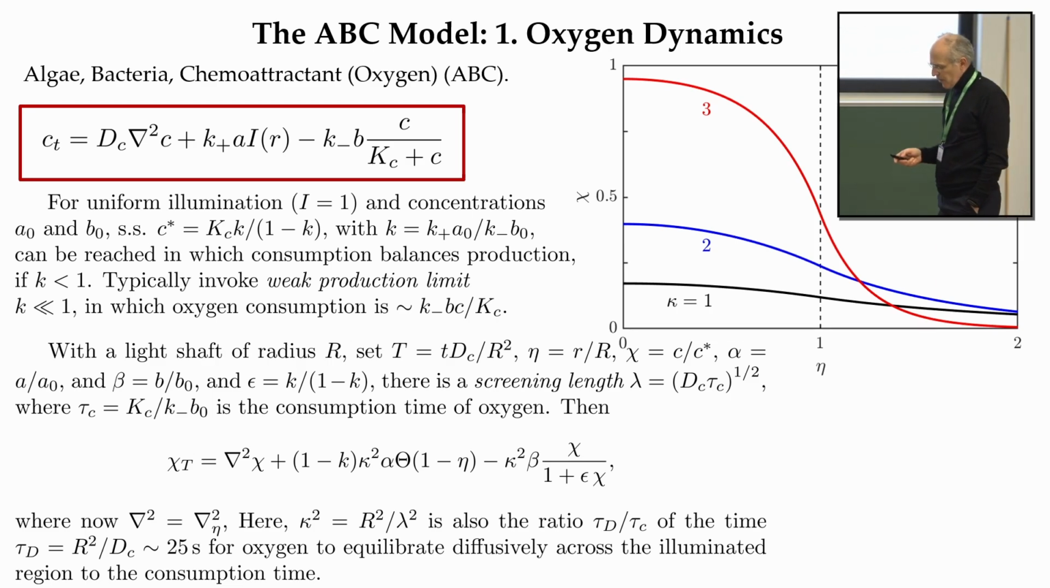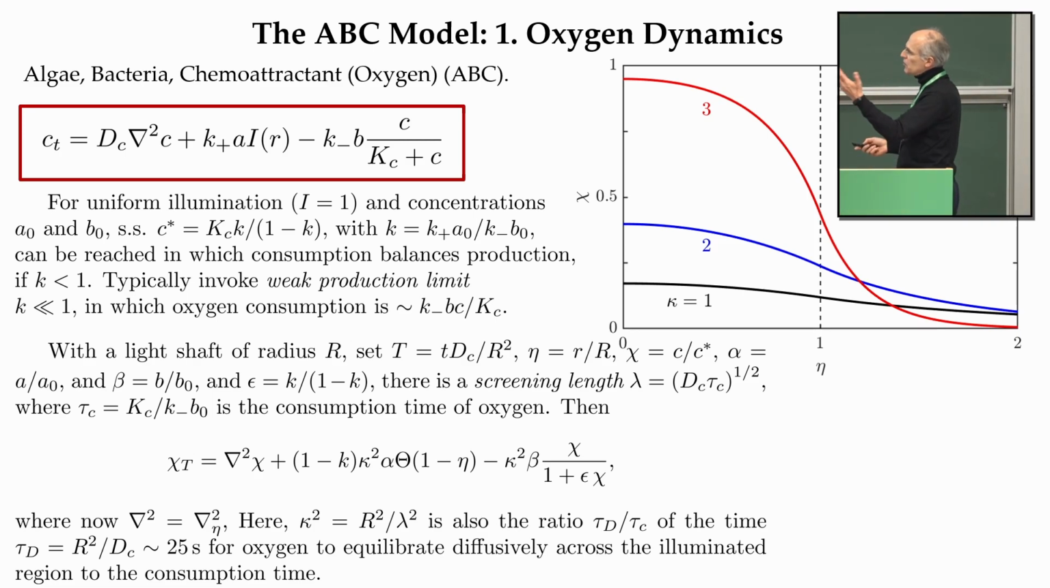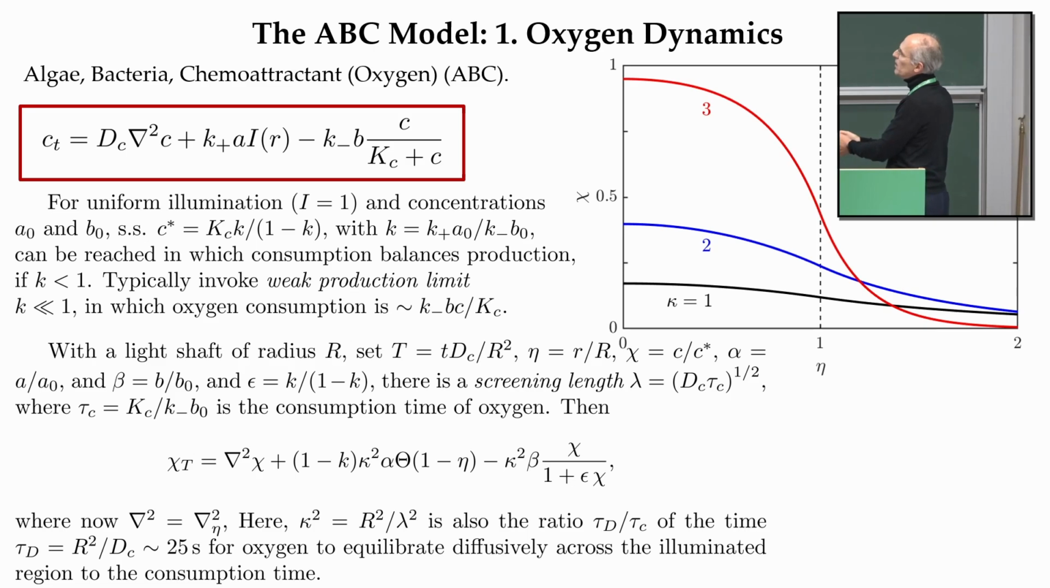So the oxygen is a fairly simple thing to think about, I think. So let's imagine this. We have oxygen whose concentration is C, bacteria B, algae A, so we're going to call this the ABC model. Eventually there'll be an ABCD model, but right now there's ABC.